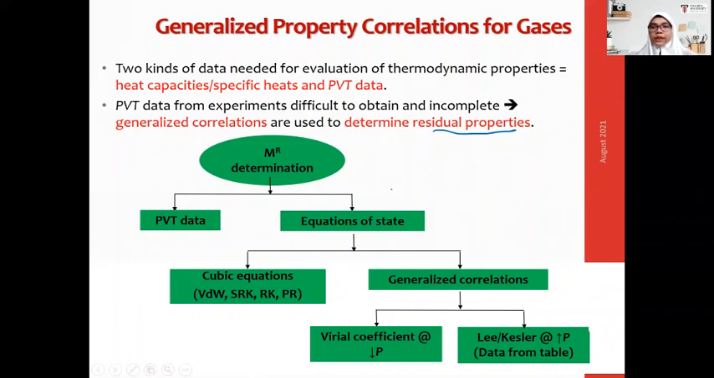Okay, back to our second chapter, we have learned about the equation of state, right? The equation of state can be classified into the virial equation and the generalized equation. The generalized equation uses the relation of the compressibility factor. If the pressure is lower, usually below 15 bar, we can use the virial equation. But if the pressure is higher, maybe above 15 bar, you can use the Lee-Kessler equation by extracting the data from the reference table.